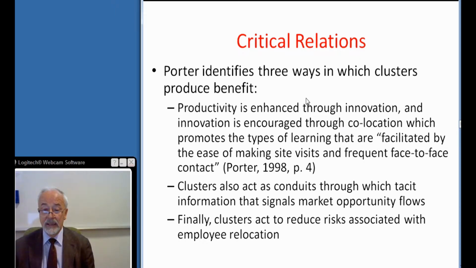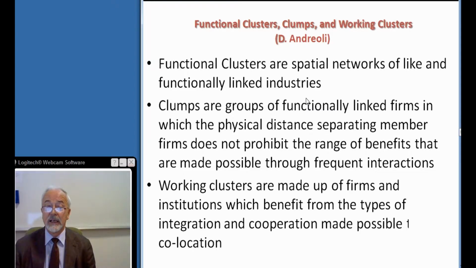And then clusters also share information, and they signal market opportunities as they appear. They also reduce the risk associated with cooperation and contracts. If you know your neighbor next door, you serve on a school committee together, it is not a big risk to do business with him or her, because there is also strong peer pressure to perform. So anyway, this is interesting stuff, and I started working on clusters in 2005.